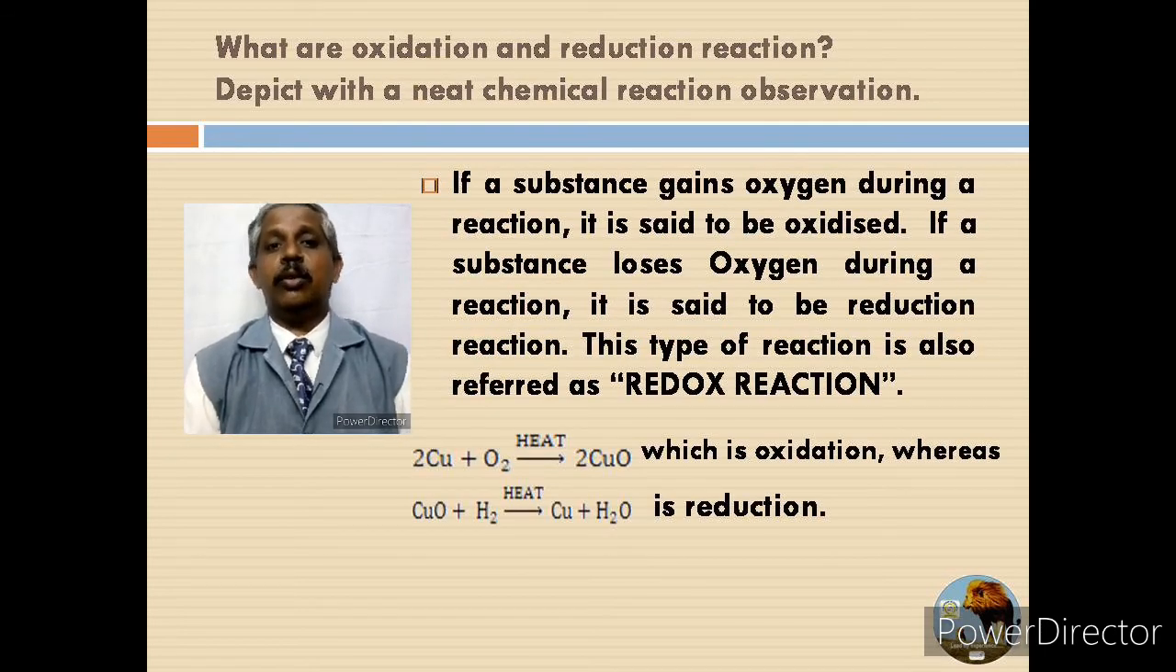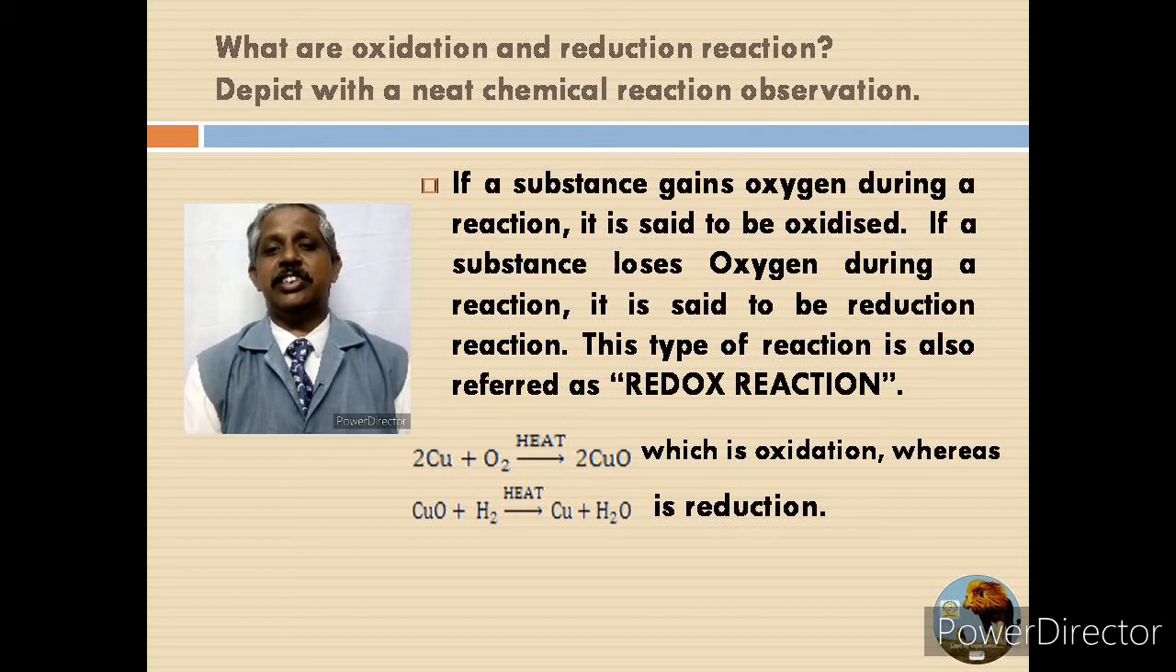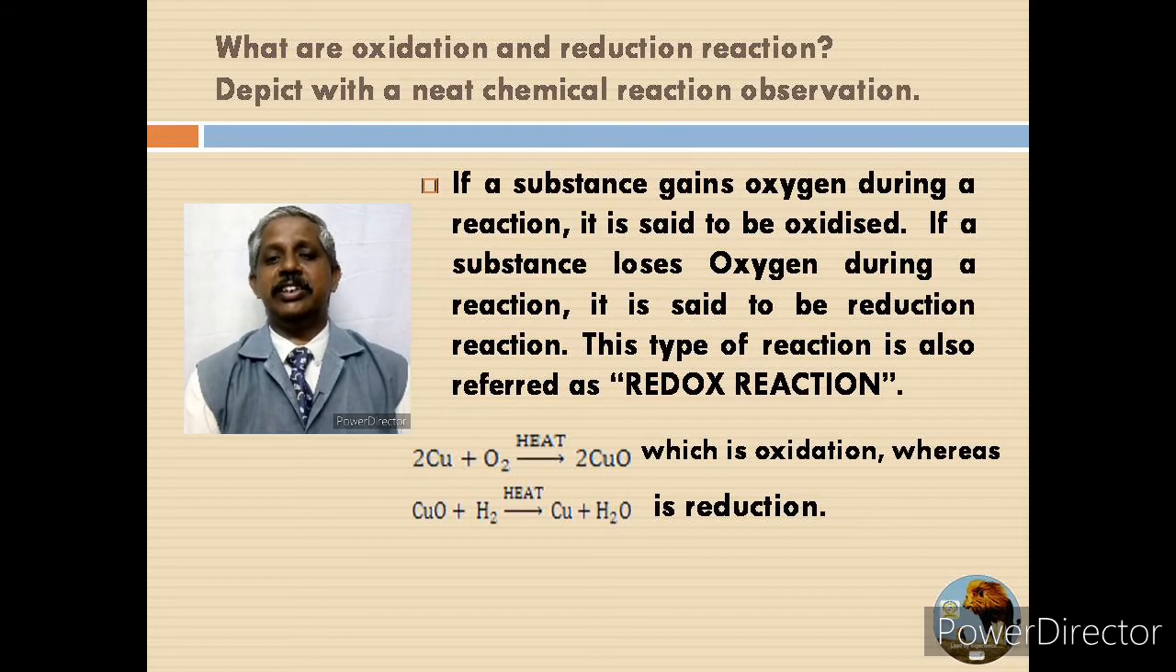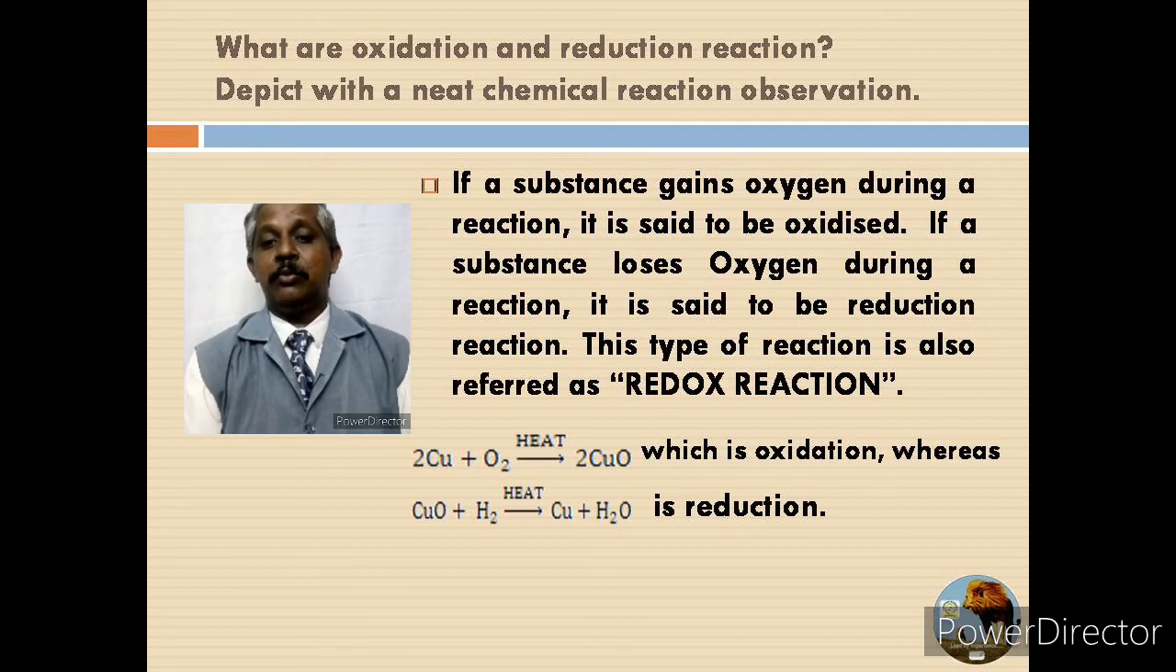Then what are oxidation and reduction reactions? If a substance gains oxygen during a reaction, it is said to be oxidized. If a substance loses oxygen during a reaction, it is said to be reduced. This type of reaction is also referred to as a redox reaction. Meaning, in the first one, copper plus oxygen gives copper oxide, which is oxidation. Whereas copper oxide plus hydrogen leaves copper and water, which is reduction.